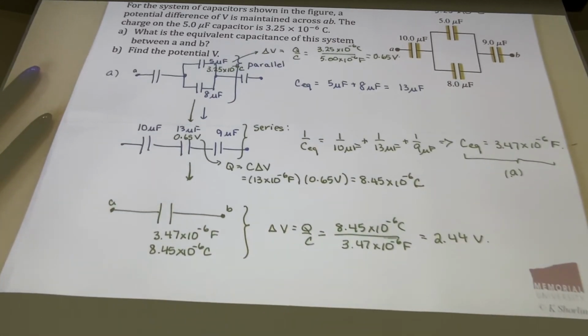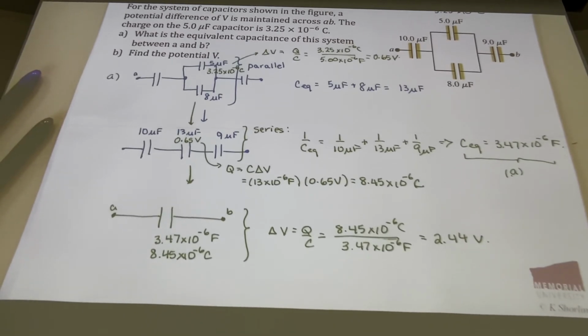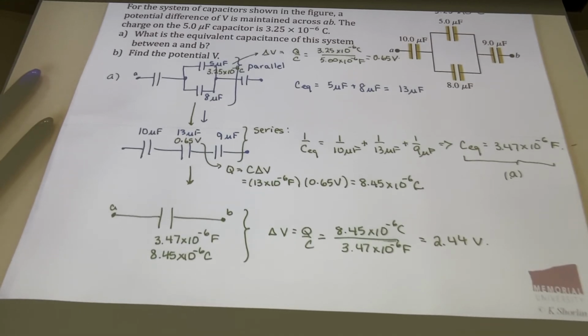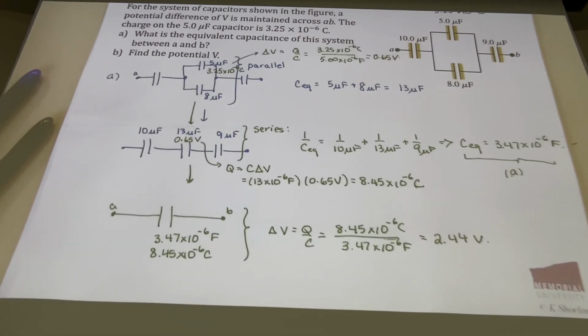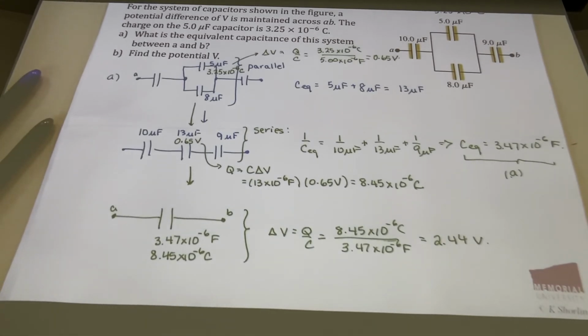So pretty much with these problems, I guess your strategy, if you can't see the entire picture when you start, is to find charge and potential every place you can. That'll get you to your answer. So every place that you know 2 of the things, you can find the 3rd thing. So that's kind of the idea when you're doing these.